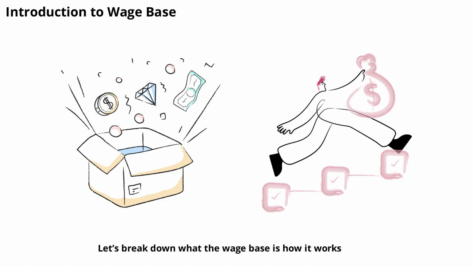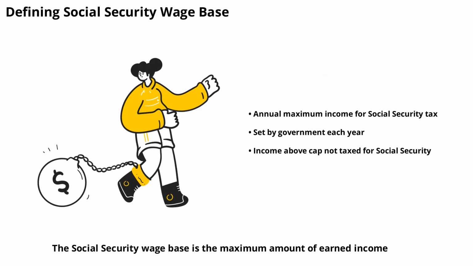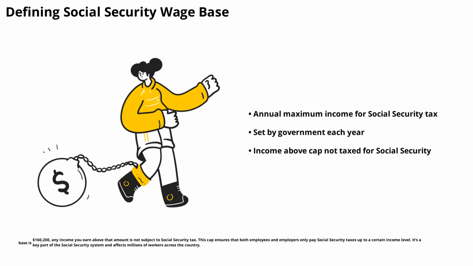Let's break down what the wage base is, how it works, and why it matters, especially for those with higher incomes. The Social Security wage base is the maximum amount of earned income on which you must pay Social Security taxes in a given year. Each year, the government sets this limit, and it can change annually based on inflation and other factors. For example, if the wage base is $160,200, any income you earn above that amount is not subject to Social Security tax. This cap ensures that both employees and employers only pay Social Security taxes up to a certain income level. It's a key part of the Social Security system and affects millions of workers across the country.